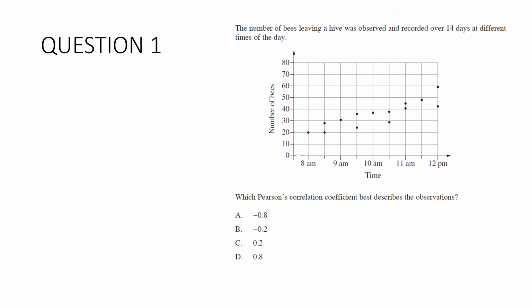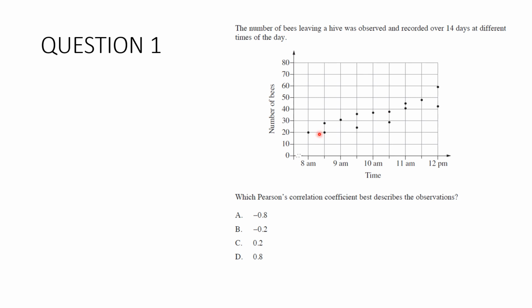Question 1. The number of bees leaving a hive was observed and recorded over 14 days at different times of the day. And we have this graph. Which Pearson's correlation coefficient best describes the observation? So two things we have to figure out. Is it going to be positive or negative? And how close to 1 should it be?